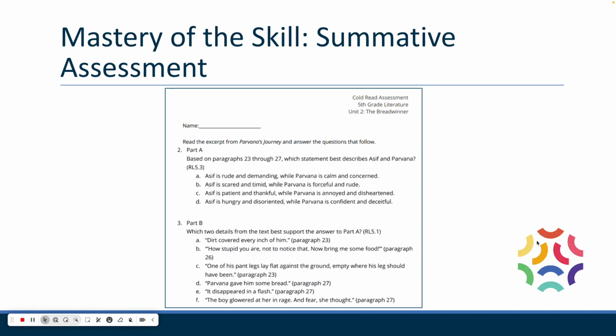Now we can look at the summative assessment. Again, this is the cold read provided by the curriculum. So students are going to read a related text, a completely different text that will be related to The Breadwinner that they've been reading. And then after they read it independently, they're going to answer this question independently. And you can see that in Part A, they have to assign traits to two characters, and then in Part B, they need to select evidence that supports their conclusion.